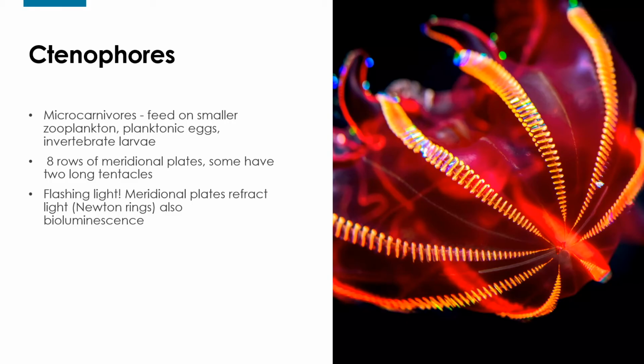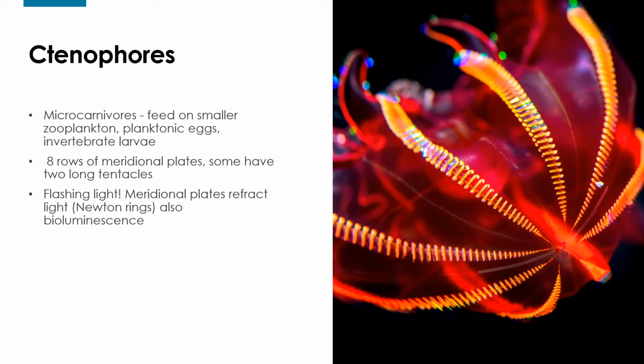And unlike cnidarians, which have stinging cells or nematocysts, ctenophores do not. Instead, they possess sticky cells called coloblasts to catch and to hold on to their prey. And one of the most interesting things about ctenophores is that they're able to produce this light scattering effect by beating the 8 rows of cilia on their body. When you see the cilia moving, it appears almost like a rainbow, a transition of color, and it's really beautiful. And I'll show you in the next slide a video of this.